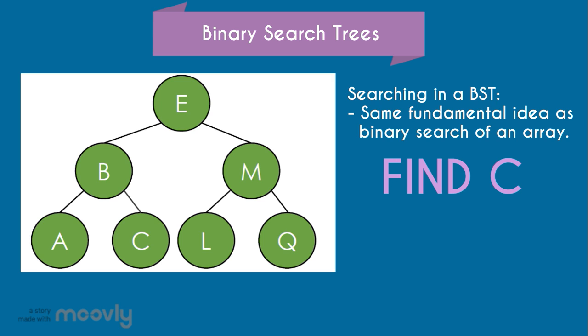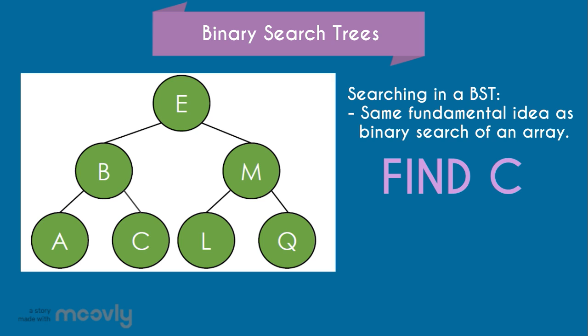So first off, let's say I'm trying to find element C. Well, how am I going to get there? I'm going to start with the root, and I'm going to say, is E C? Are those the same things? No, they are not. E is actually greater than C. And because E is greater than C, it tells me to disregard the right subtree and look at the left subtree of E. So my next step is to move my current tree node down to B.